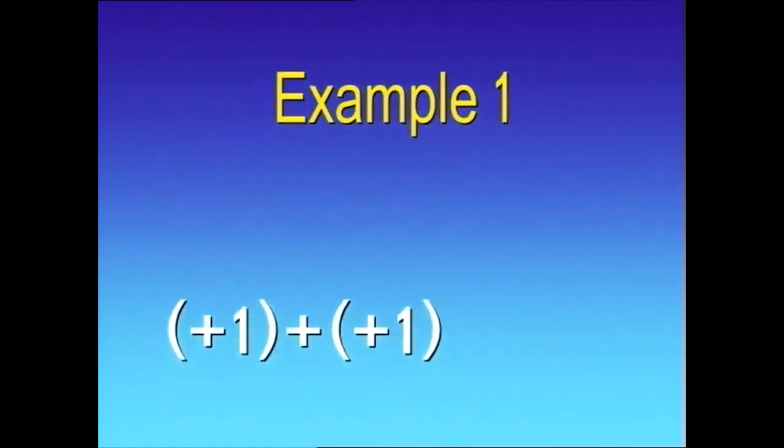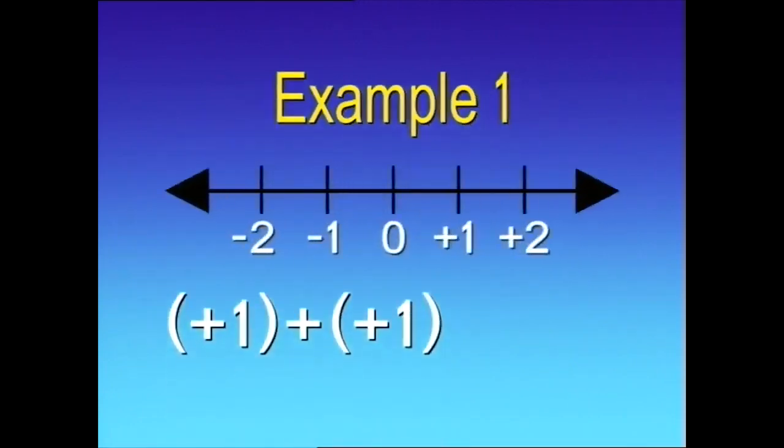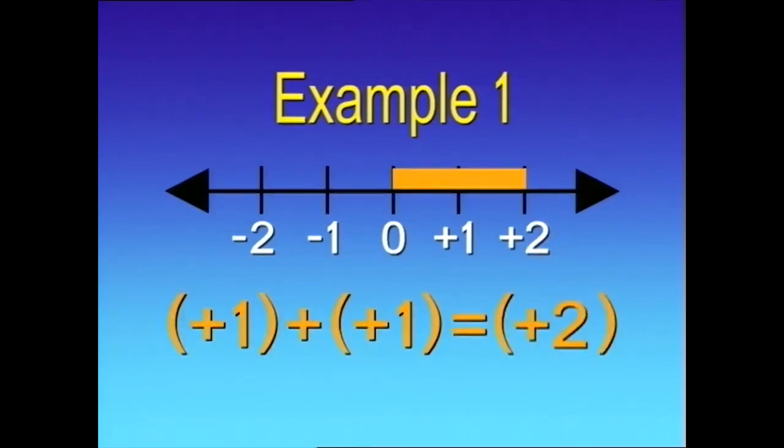The addition of positive and negative numbers can be worked out on the number line. We've only shown you one example. Let's look at a few more. To calculate positive 1 plus positive 1, we use 0 as the starting point. Move one space to the right and then move one more space to the right. We end up at the positive 2 position. That is, positive 1 plus positive 1 equals positive 2.